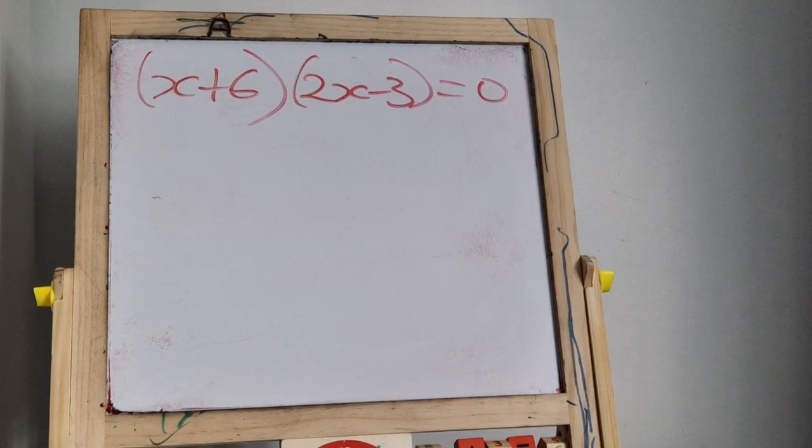So this is a quick 3-step method. Whenever you see anything like this, the first thing you should look for is a product. Look for a product that is equal to 0. Once you see a product that is equal to 0, that's the first step.